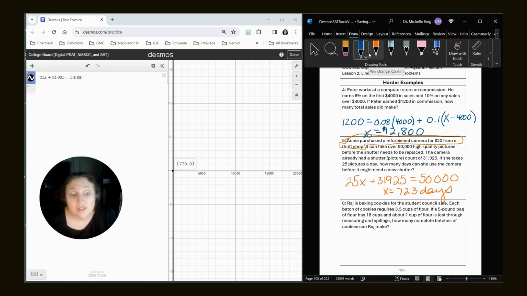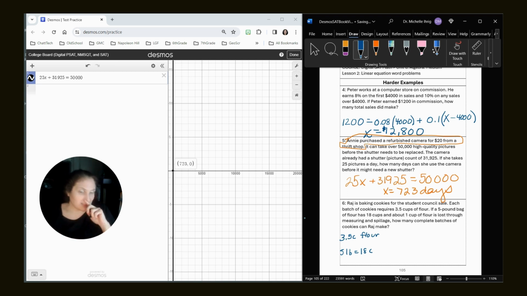Raj is baking cookies for the student council sale. Each batch of cookies requires 3.5 cups of flour. I sometimes, for longer word problems, like to just make a note on the side. A 5-pound bag of flour has 18 cups, so 5 lb equals 18 cups. And about 1 cup of flour is lost through measuring and spillage. How many complete batches of cookies can Raj make?